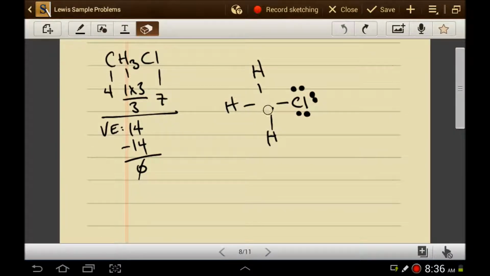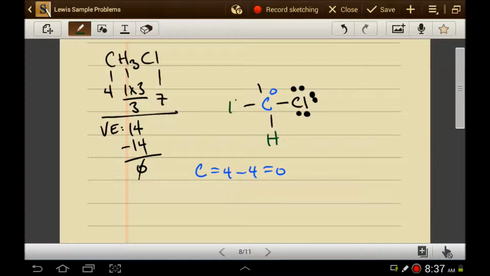Let's look at the formal charge for this carbon. Carbon has 4 valence electrons, and we're going to subtract from that 1, 2, 3, 4. So this carbon has a formal charge of 0. These 3 hydrogens are all experiencing the same thing. 1 single bond.